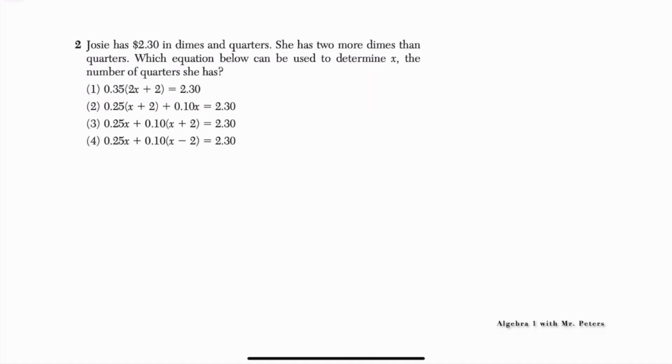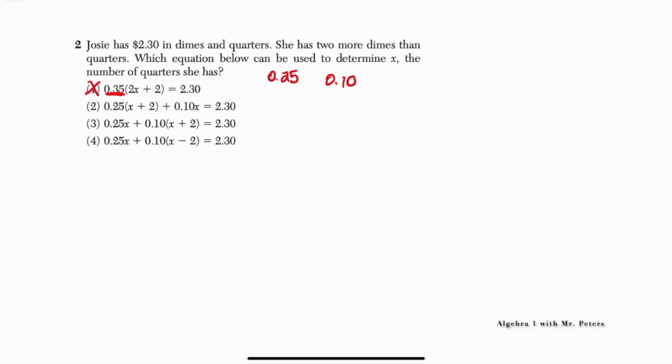Problem number 2 tells us that Josie has $2.30 in dimes and quarters, and it tells us that she has 2 more dimes than she has quarters. And they want us to determine the correct equation to determine the amount of quarters she has. So let's say we approach this from an elimination standpoint. Equation number 1 is not going to work because we have to separate the dimes and quarters. So that means 0.25 and 0.10. Combining it to 0.35 is not going to let us know the amount of dimes versus quarters.